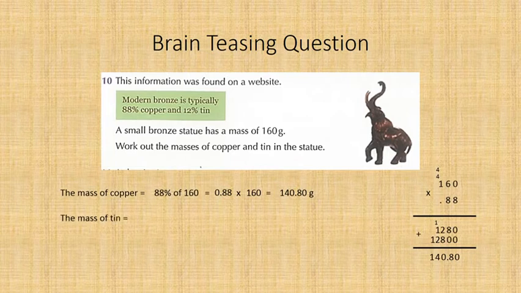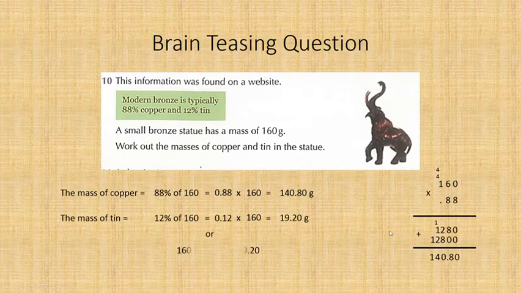Okay, so let's get the mass of tin. You can get it by two ways here. 12% of 160, so multiply 0.12 times 160. By this multiplication method, you will find that the answer is going to be equal to 19.20 grams. Or just subtract 160 minus 140.80, which is going to be the same number, which equals 19.20 grams.